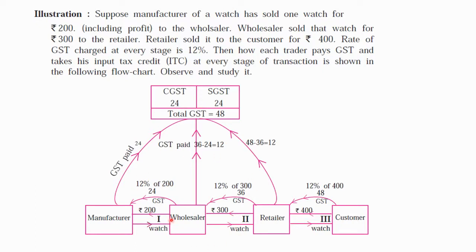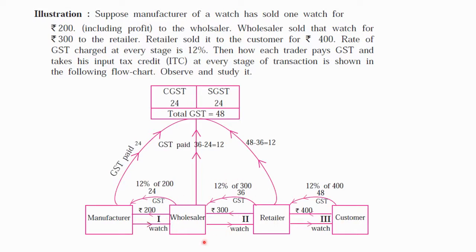At the second stage, when the watch is sold by the wholesaler to the retailer, the watch was sold for rupees 300. At this stage as well, 12% of GST was charged. So 12% of 300, it is 36 rupees. So the retailer pays 36 rupees GST to the wholesaler.